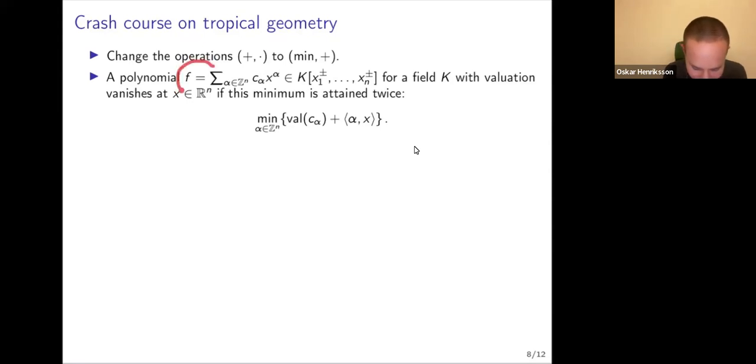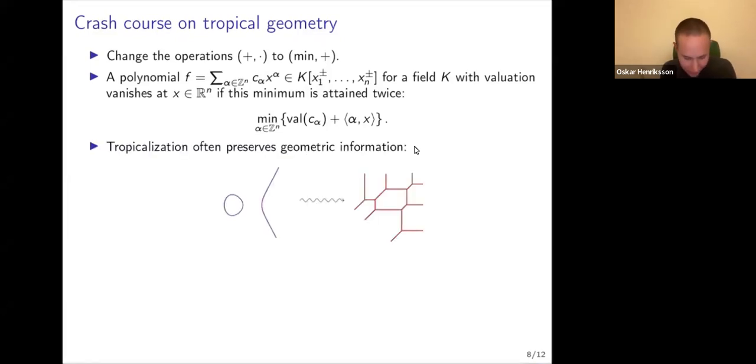So if you have a polynomial that looks something like this, you change the operations so that you get a minimization problem. You maybe have to apply a certain valuation of the field to the coefficients. This is a technicality that you don't have to worry about. But the point is that polynomials become minimization problems, and we say that this minimization problem vanishes at the point if the minimum is attained twice.